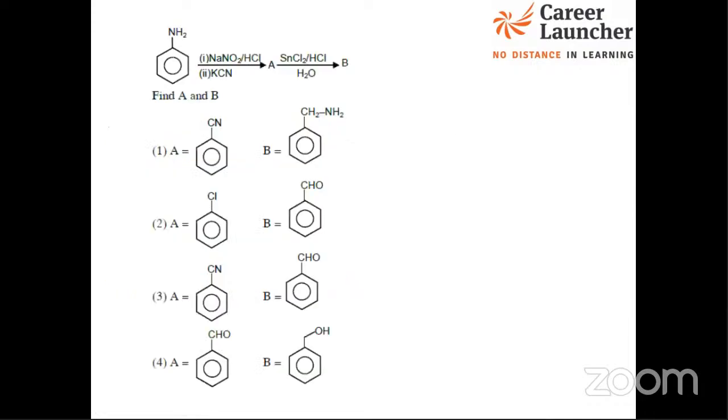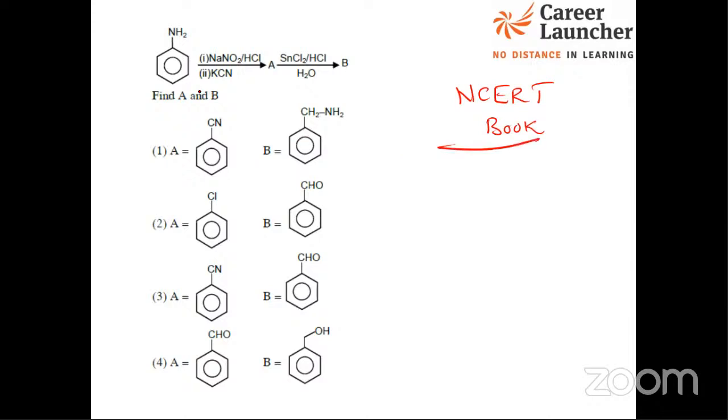Next, if you see this one, it is again from organic chemistry. It is a very important reaction, as all of you know, diazonium salts preparation. So find A and B. It is directly from the NCERT textbook.